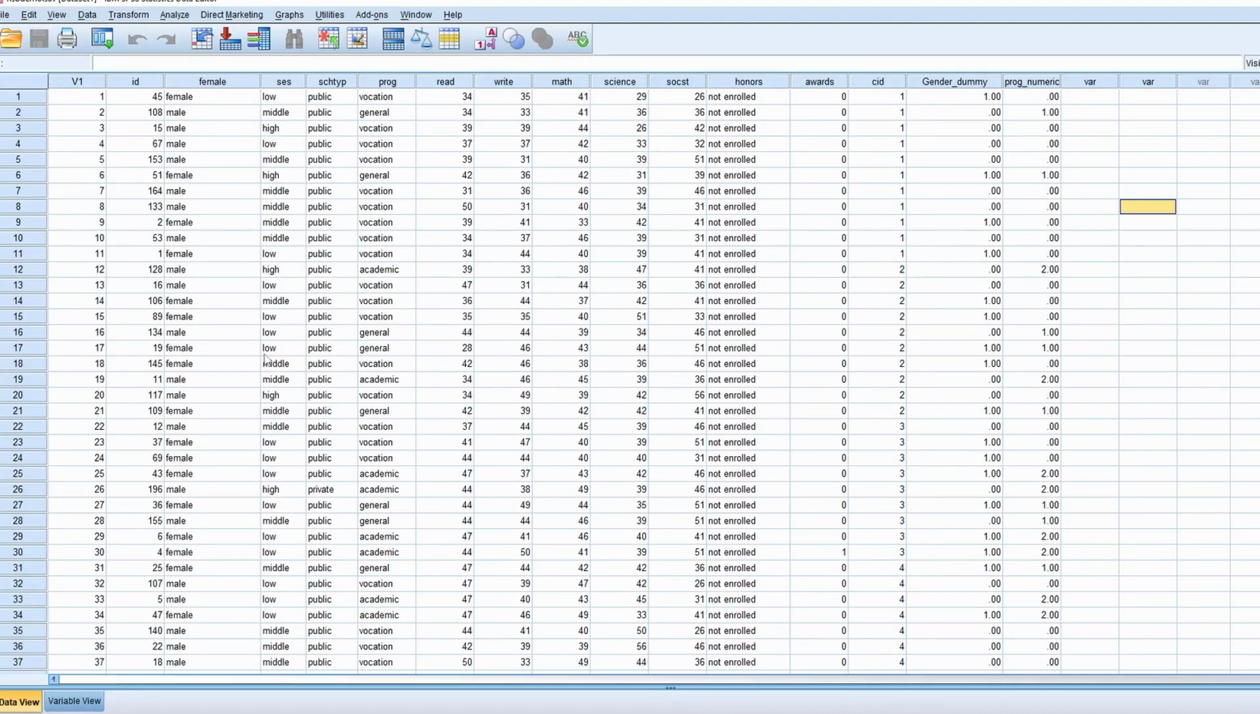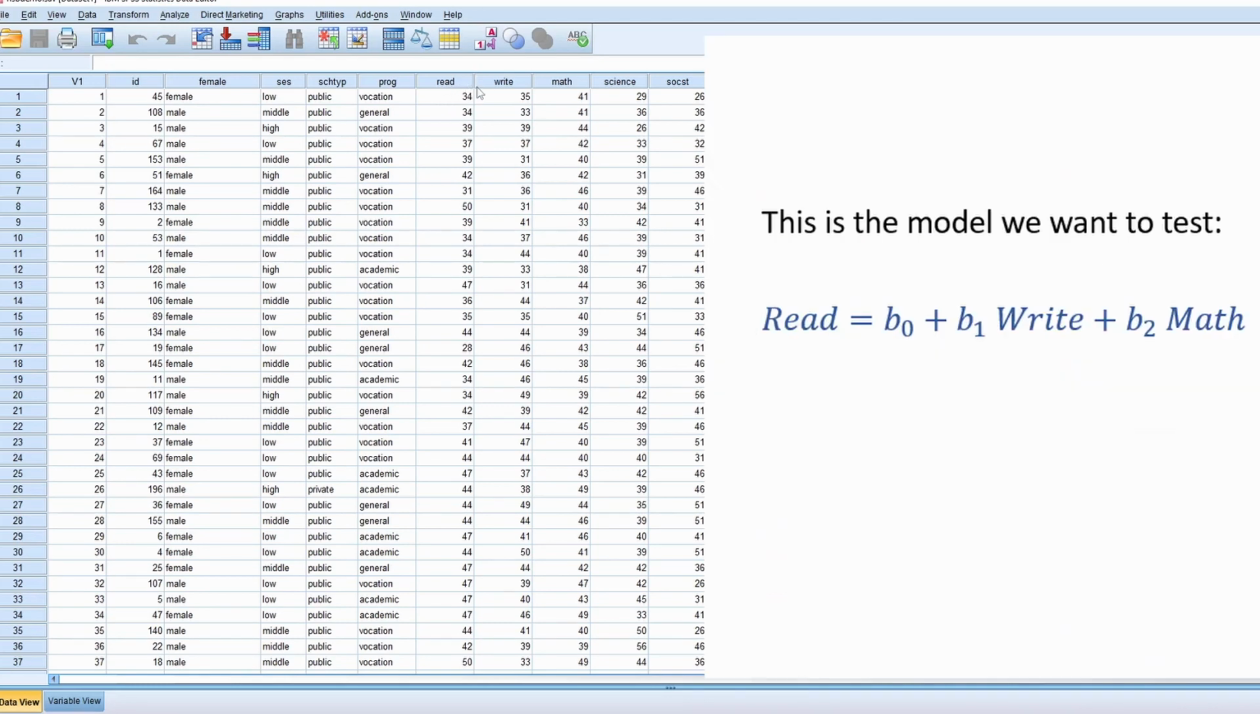In this tutorial, we're going to learn how we can do multiple linear regression in SPSS. Multiple linear regression is different from simple linear regression in the sense that there should be more than one independent variable. So for instance, in this tutorial, we're going to test two independent variables. One is writing, one is math. So we're going to see how these two variables can predict students' reading score.